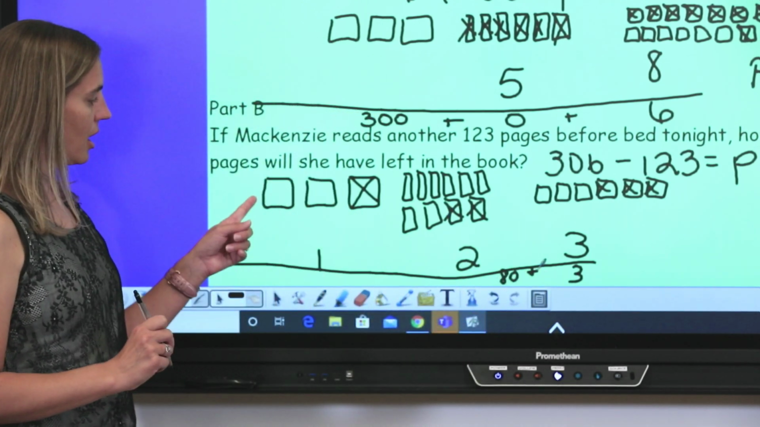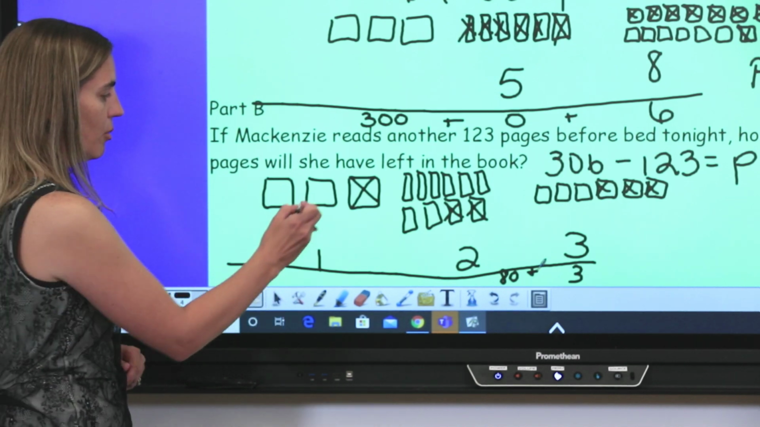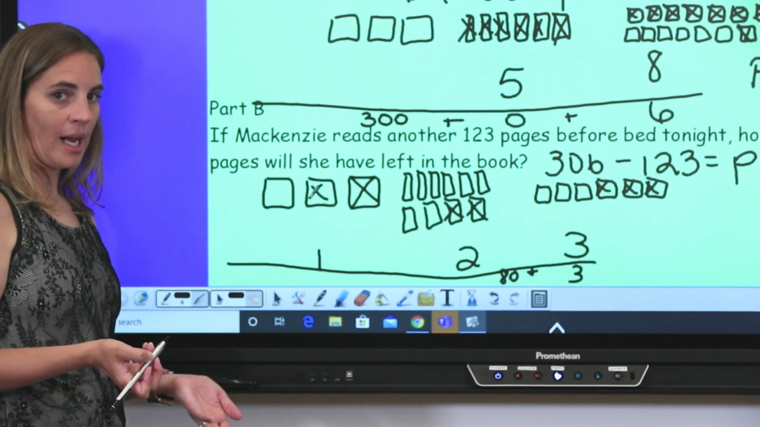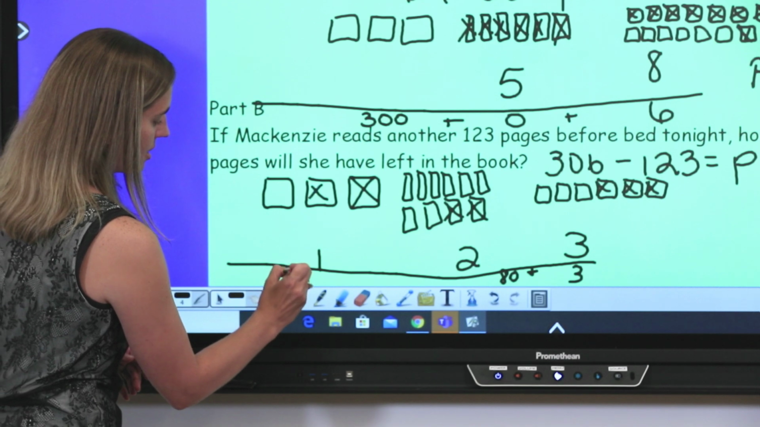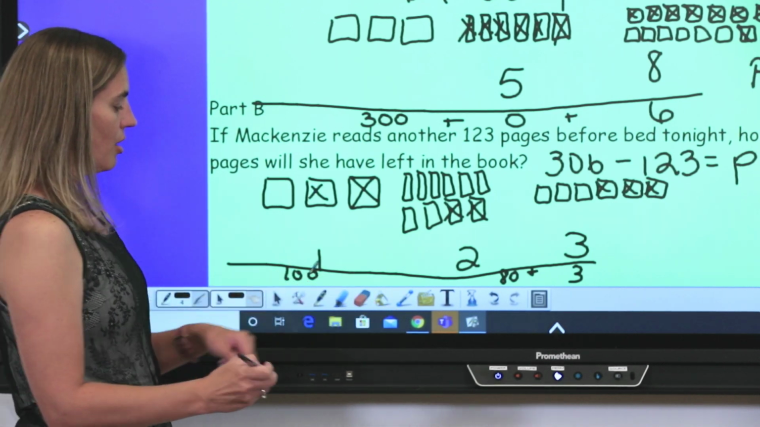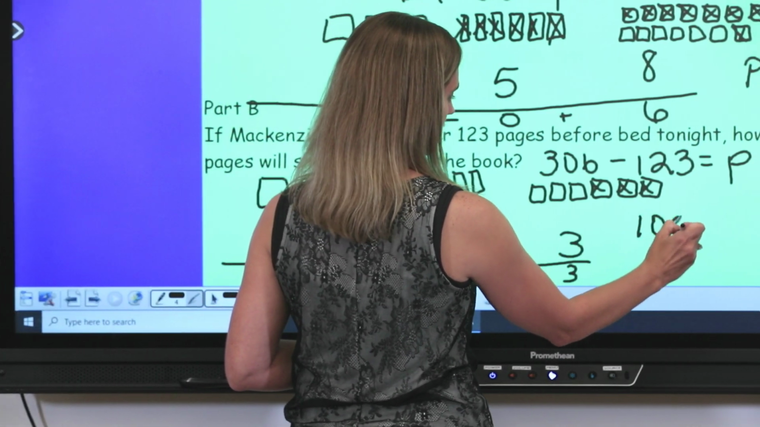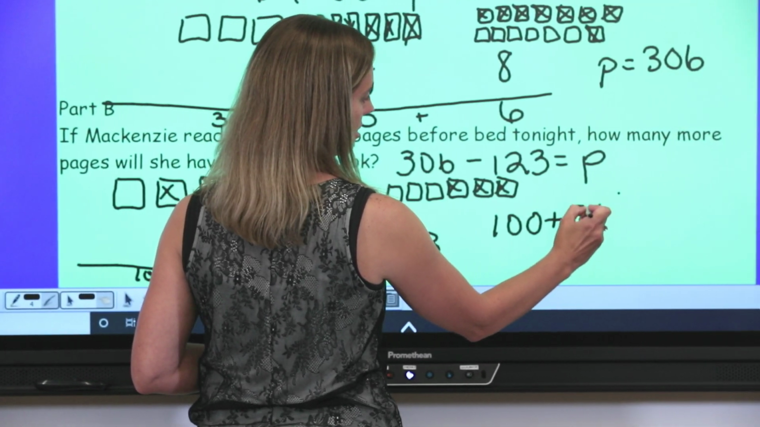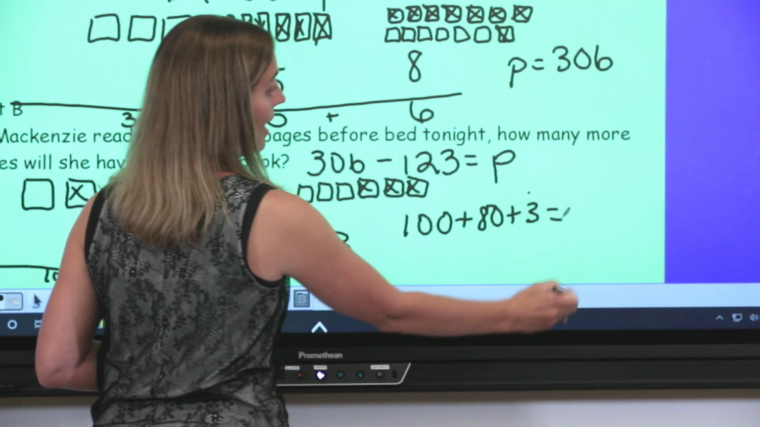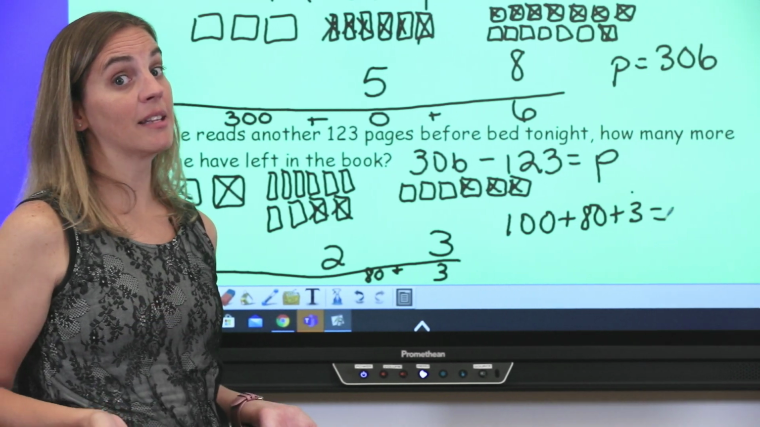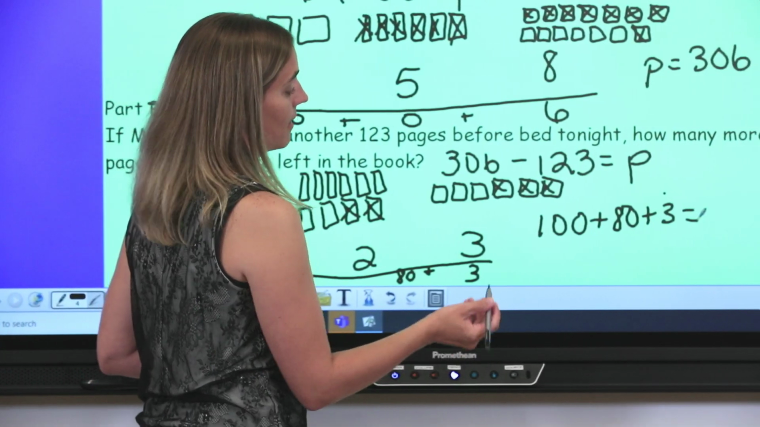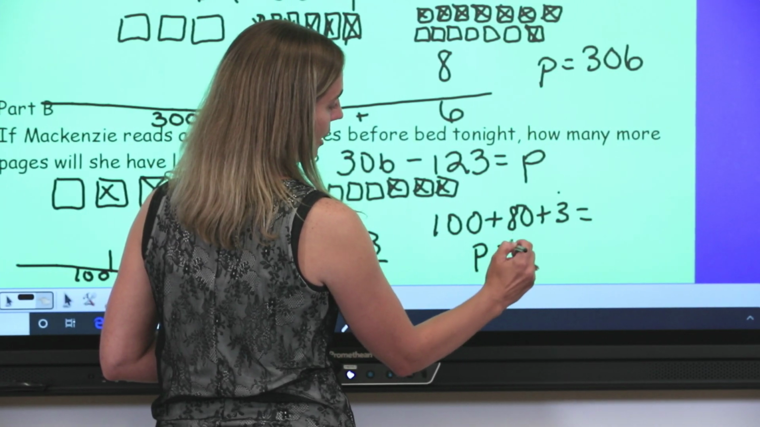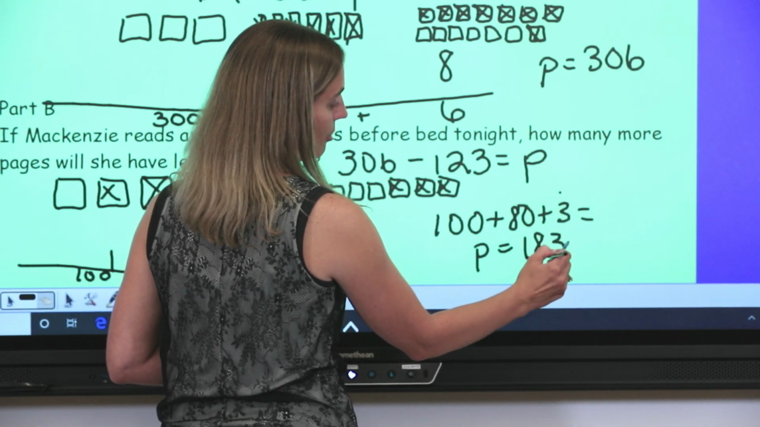And then I've got 200 here. I want to take away 1. So how many hundreds do I have left? Just 100. So if I take all those together, 100 plus 80 plus 3, how many pages does Mackenzie still have to read? That's right, she's got to read 183 pages.